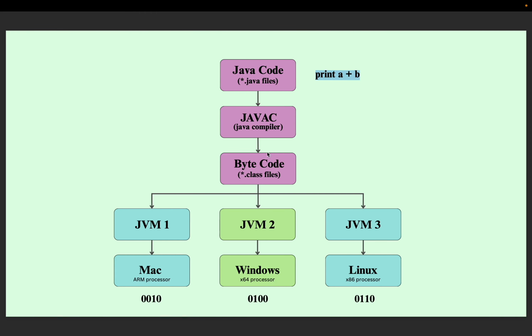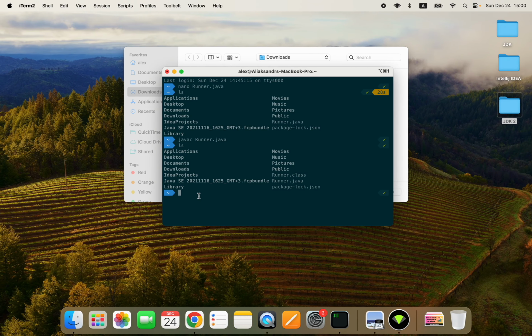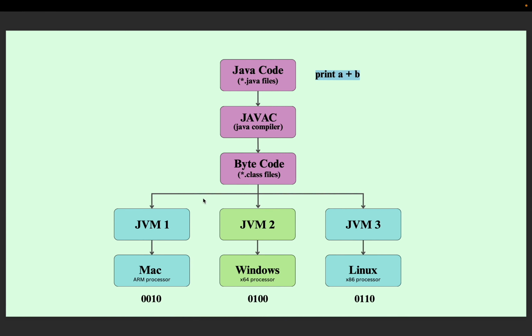Okay, we have bytecode, and now let's execute this bytecode using our JRE or JVM, and we'll see the result. For this purpose I will use Java command, and now we just need to put the file name or the class name, just runner without extension. Let's click enter, and you can see the result. So nice, very nice. We did all the steps, we created the file, we compiled it, and we executed it on our operating system. That's it.